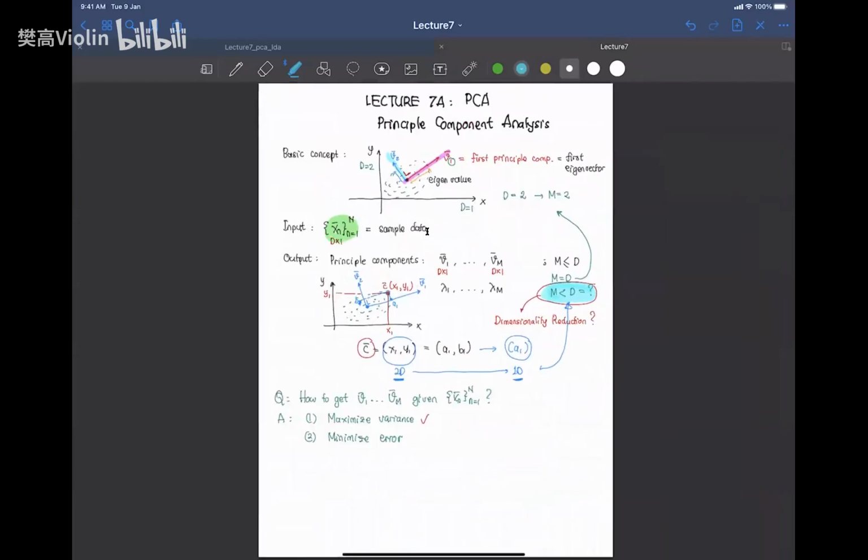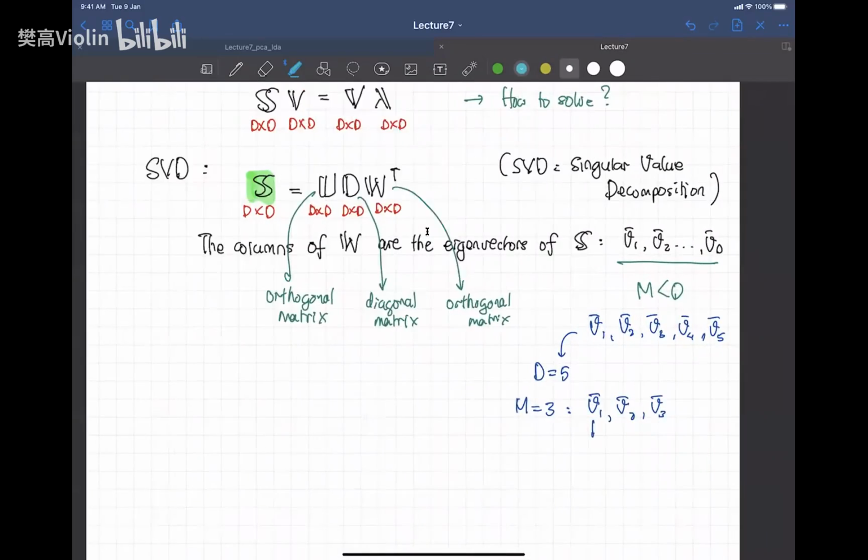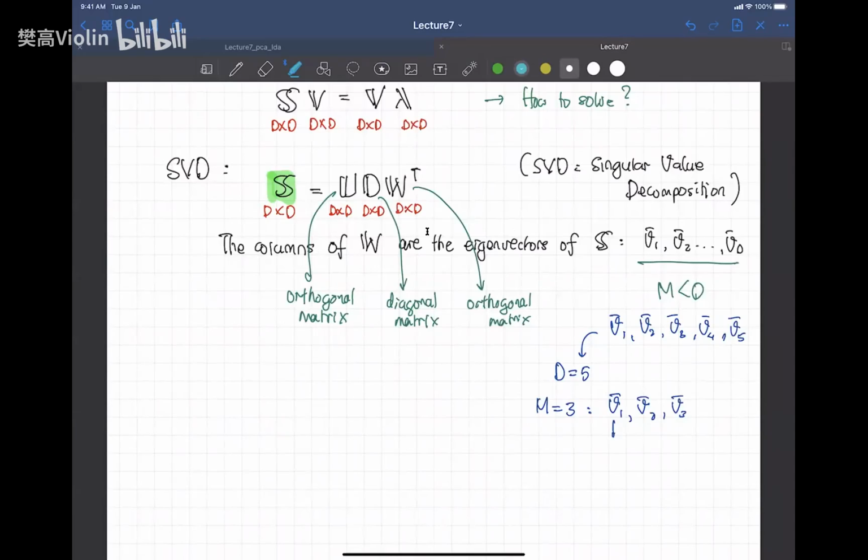Yes, so in this case, as I mentioned here, it starts from V1, V2, V3. V1 by definition is always the largest because this has something to do with the eigenvalue. Lambda 1 is always the largest. Okay, any other questions?